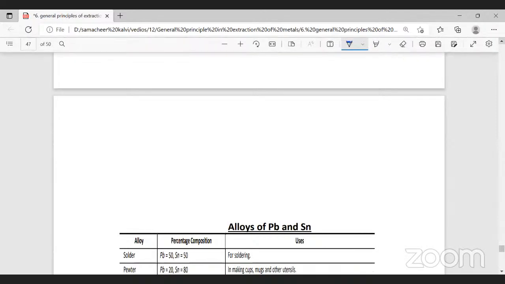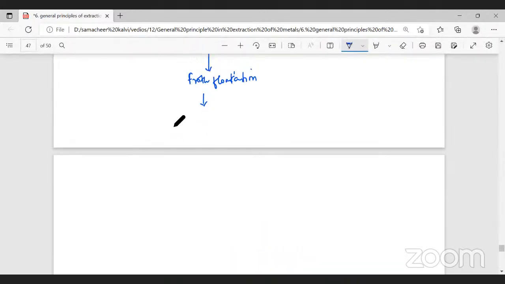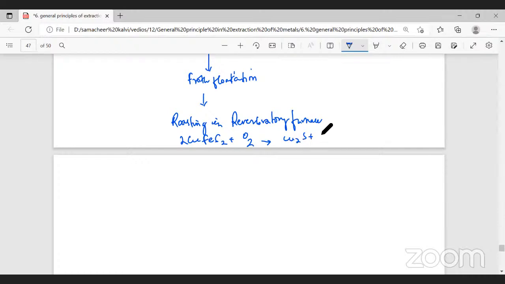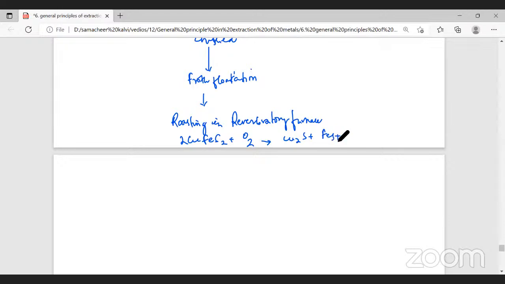Once froth flotation is done, it is subjected to roasting in the reverberatory furnace. So when you roast, what happens? This copper pyrites, CuFeS2, in the presence of oxygen, will get converted to cuprous sulfide, iron sulfide, FeS, and you get sulfur dioxide gas. So sulfur dioxide gas gets eliminated, and you'll get cuprous sulfide and ferrous sulfide.